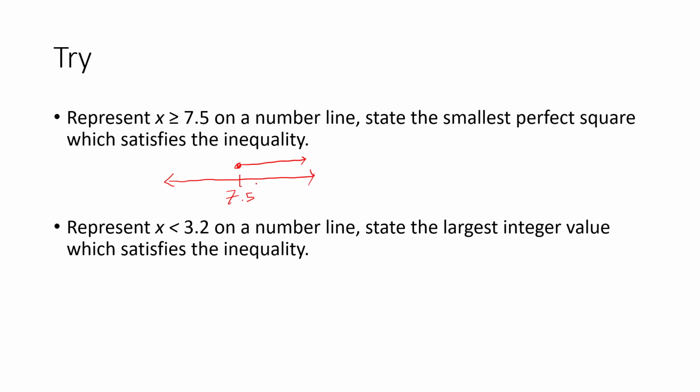So if we think about it, the next perfect square, is it 8? No, 8 is not a perfect square. 9, is it a perfect square? Yes, 9 is a perfect square. So the answer will be 9.